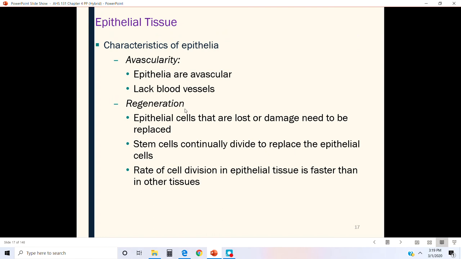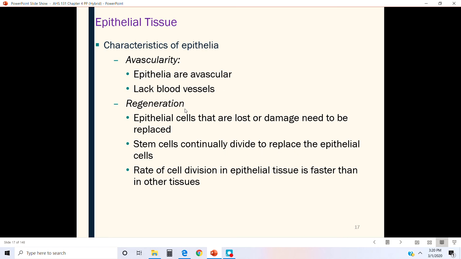Okay, the last characteristic of epithelia that I'd like you to know is called regeneration. All right, think about this. Our epithelia are facing the outside world, like the skin, or they're facing the inside of your intestines for digestion, where there are different chemicals and enzymes. These cells will be sloughed away, right? Like this. If I just go like this, I'm sloughing away cells. We need to replace them.